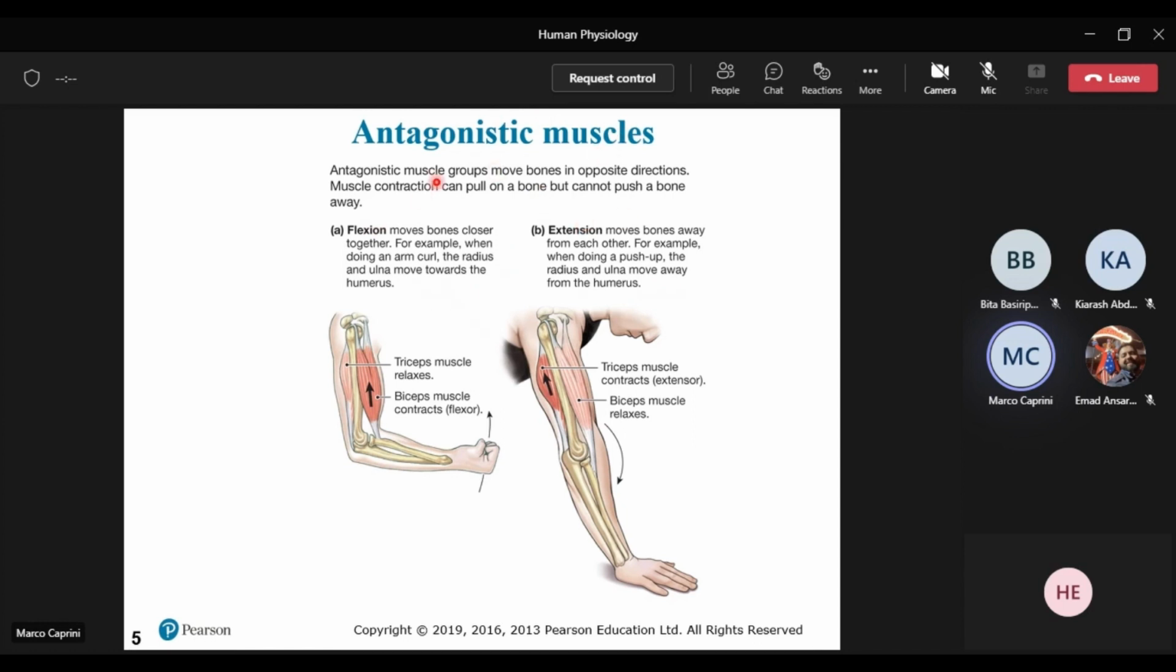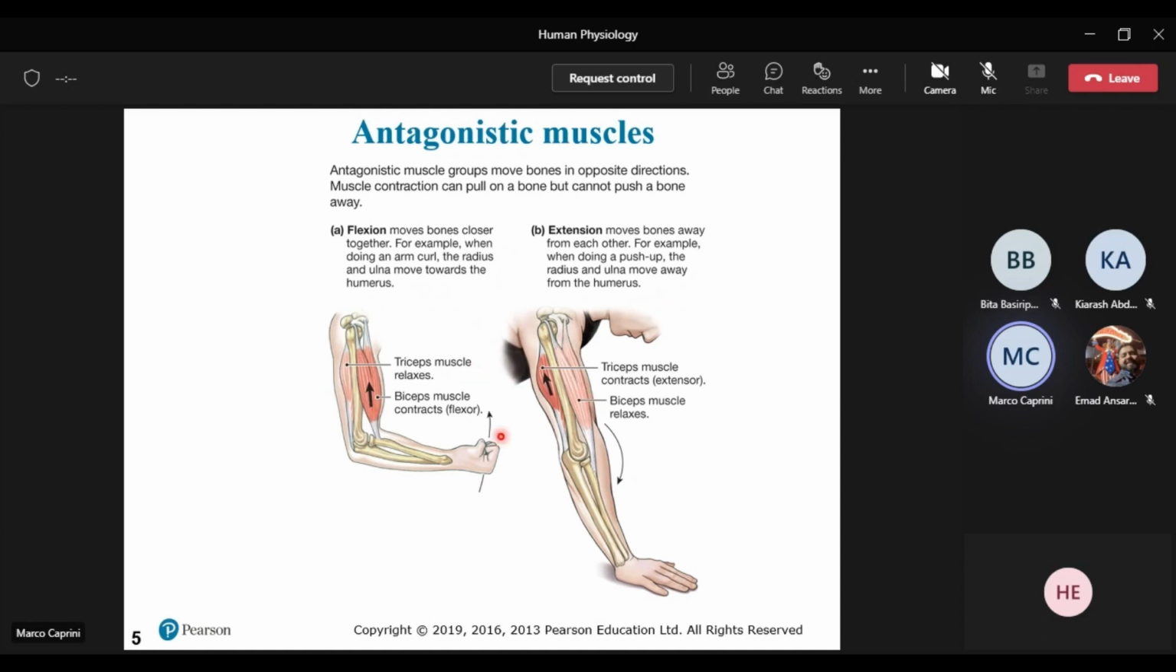Obviously, we are talking about muscles here. Antagonistic muscle groups move bones in opposite directions. Muscle contraction can pull on a bone, but cannot push a bone away. When you are doing exercise with some weight, the biceps muscle contracts, and it is the flexor, so you can lift a weight. But when the extensor muscle is working, like the triceps here, you have to contract the muscle in the opposite way. So this is the typical antagonistic muscle control.